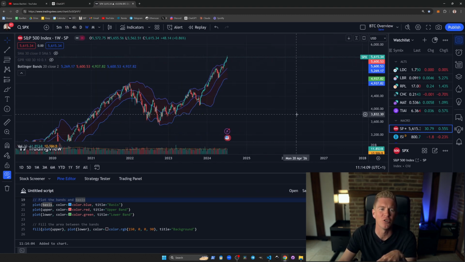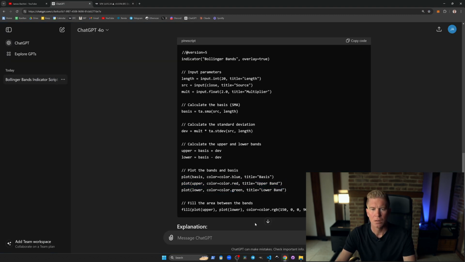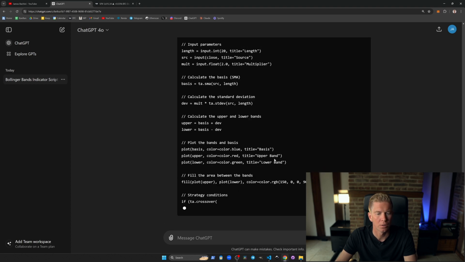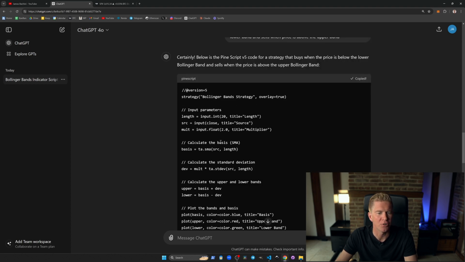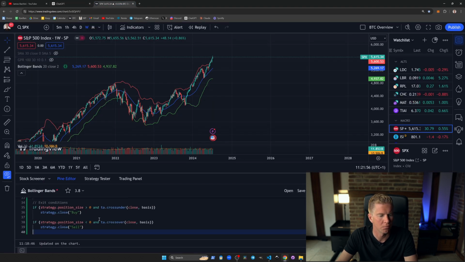Now let's convert this to a strategy and backtest it to see if there's any value in it. So if we go back to ChatGPT, let's use the prompt, convert this indicator to a strategy which buys when price is below the lower band and sells when price is above the upper band. Copy that generated code, paste that in and update on chart.